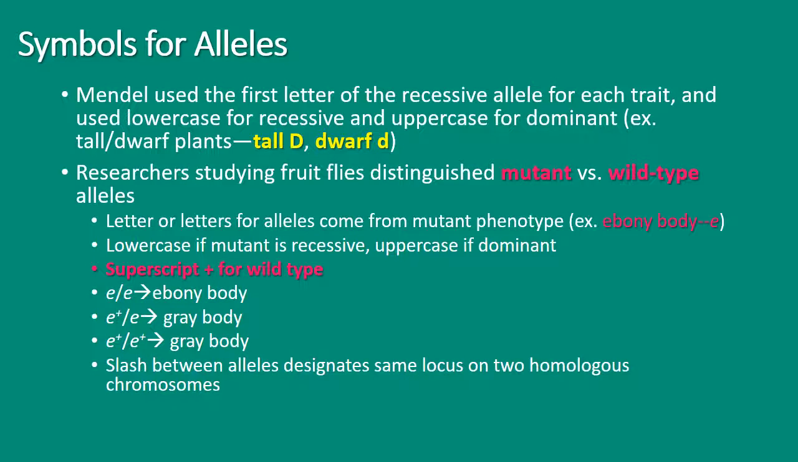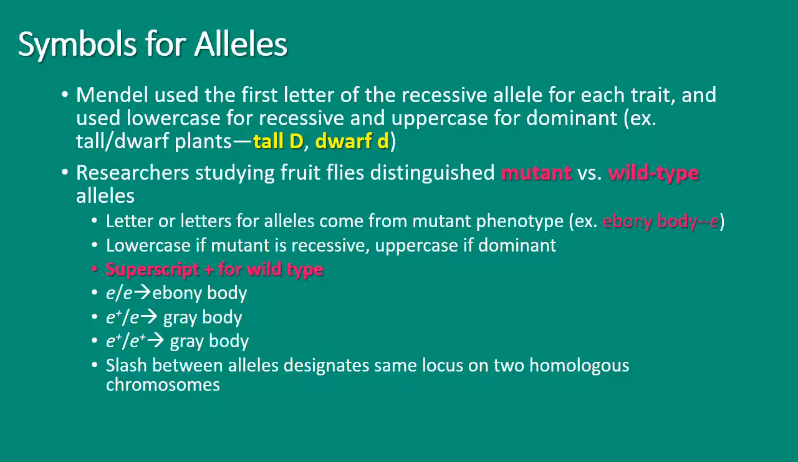When Thomas Morgan started researching the fruit fly, he was studying mutants. So if a fruit fly had short wings, or a different color body, or the wrong color eyes, anything other than what we would consider the wild type, those were referred to as mutants. And so he distinguished between mutant versus wild type.